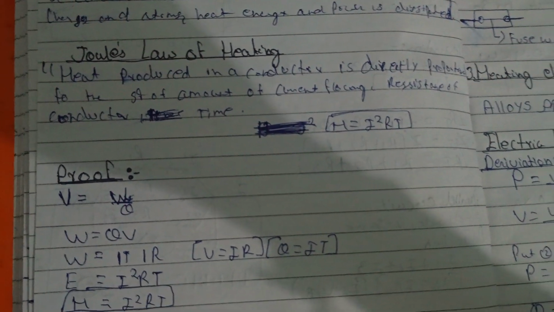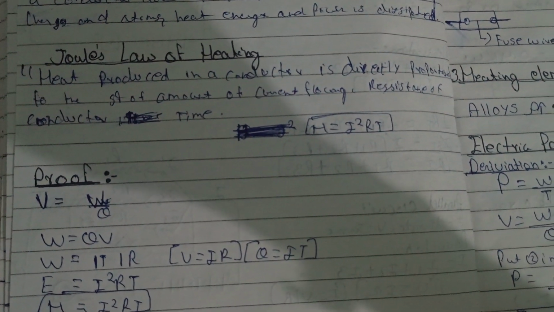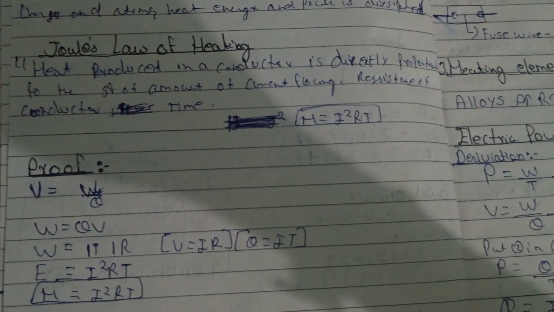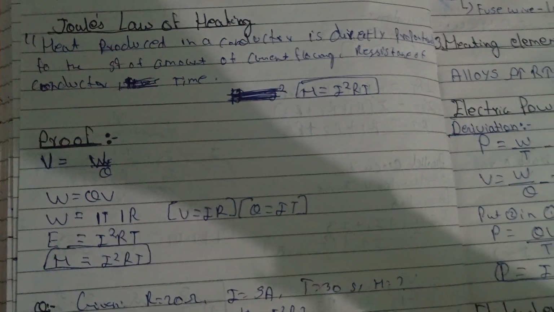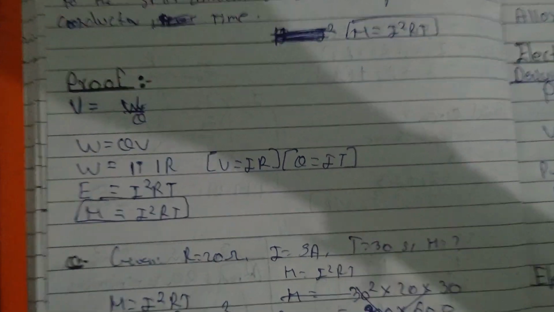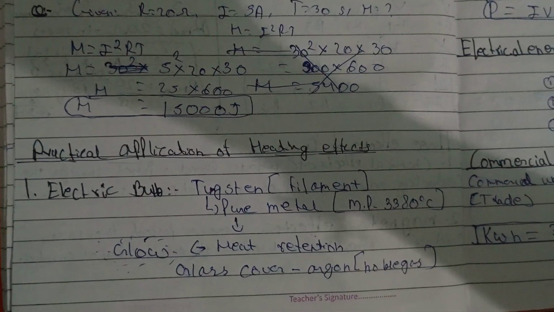Joule's law of heating: heat produced in a conductor is directly proportional to the square of the amount of current flowing, the resistance of the conductor, and time. So there is a formula, H is equal to I square RT, and this is the proof. You can see the proof. Screenshot it. Yeah, there is a numerical.